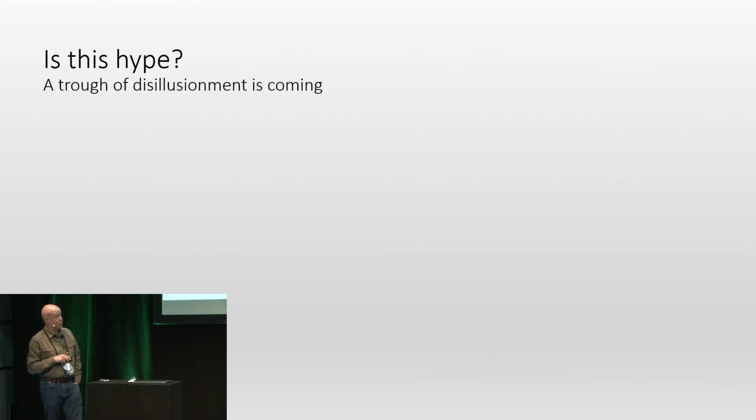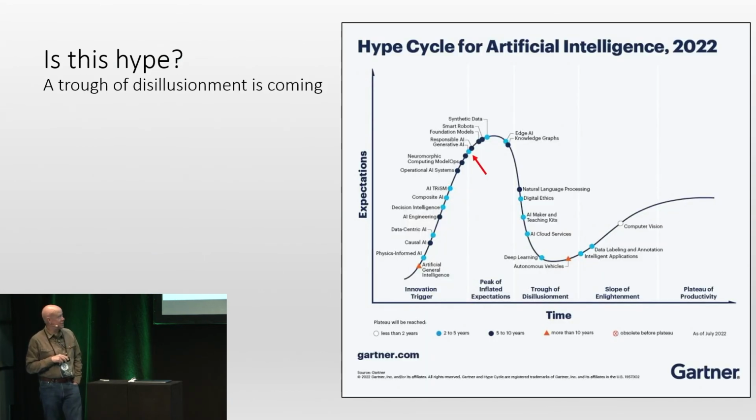So the whole hype thing, we've seen a few of these renditions of the Gartner hype curve. This is actually from Gartner, from July of 2022, and I think after the ChatGPT moment, the top of that curve is a lot higher for ChatGPT. But in July of 2022, this is where they placed generative AI, that little red arrow there.